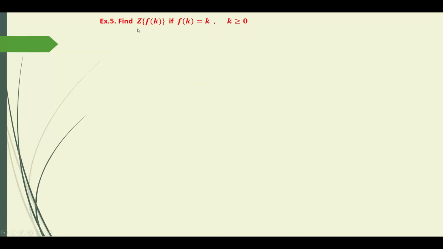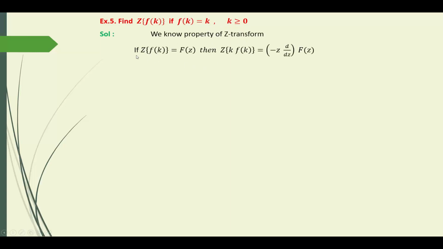Example 5. Find the z transform of f of k if f of k equals only k, where k is a positive number. Solution. We know the z transform property: if the z transform of f of k is capital F of z, then the z transform of k into f of k is minus z into d by dz of F of z.